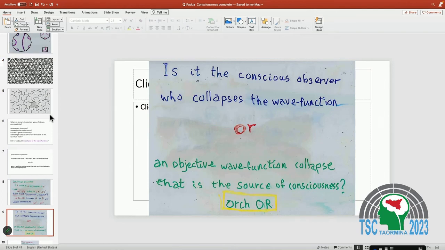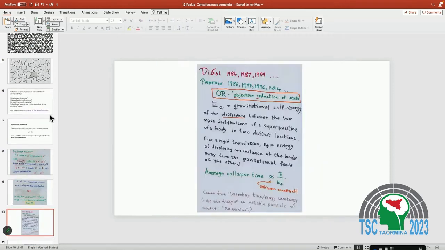I'm taking the view that it has nothing to do with the conscious observer observing it. It's really the other way around, that whatever consciousness is somehow takes advantage of what the collapse of the wave function is. Now, in this slide, I'm indicating the point of view introduced originally by Diósi. A couple of years later, I independently thought of it using a different type of argument from his, which I outlined in my previous talk.